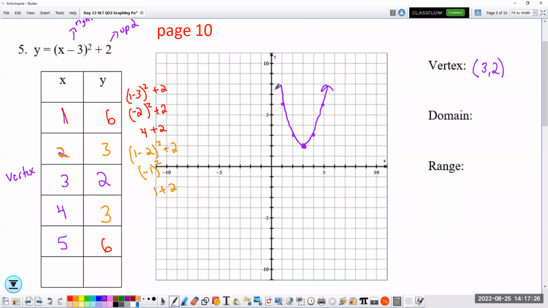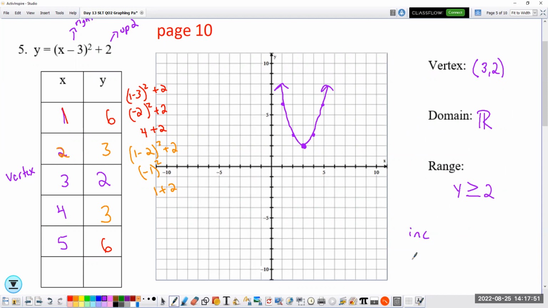Now the domain, I can substitute any x value into this equation and I can evaluate it. This graph stretches from left to right. For either of those two reasons, I can say the domain is all real numbers. But the range is not all real numbers. Look at the graph. What's the lowest y value you see here? Hopefully you notice the lowest y value is 2. And everything higher than 2 is on this graph.